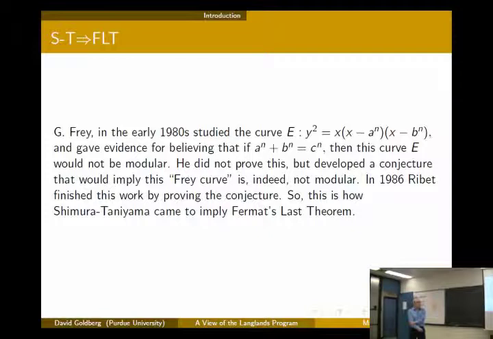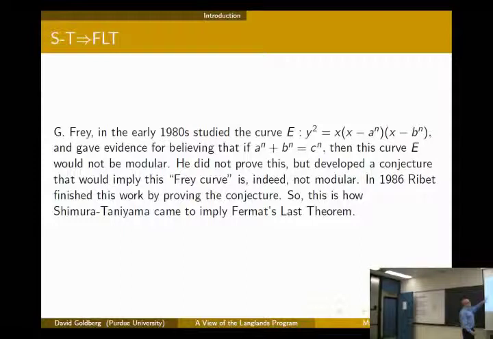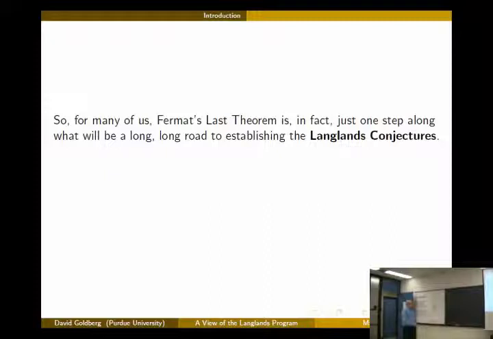And in 1986, Ken Ribet was able to finish this, and that shows that if you know Shimura-Taniyama, namely that every elliptic curve is modular, then you can't have a solution. So for many of us in this game, Fermat's last theorem is just one step along what will be a long, long road to establishing the Langlands conjectures.